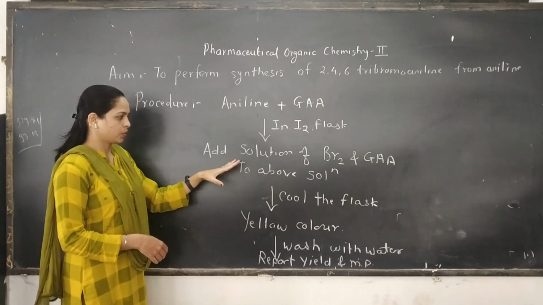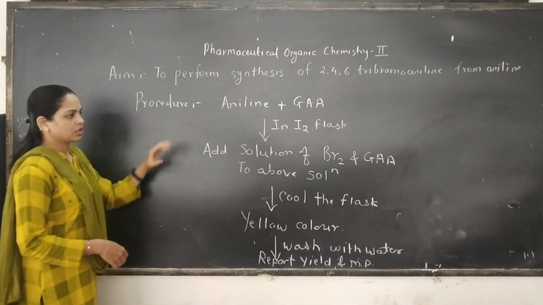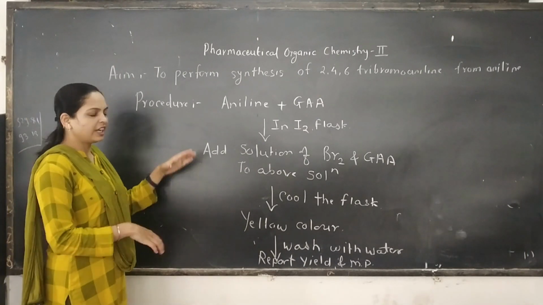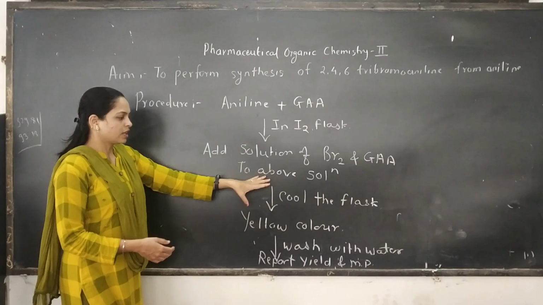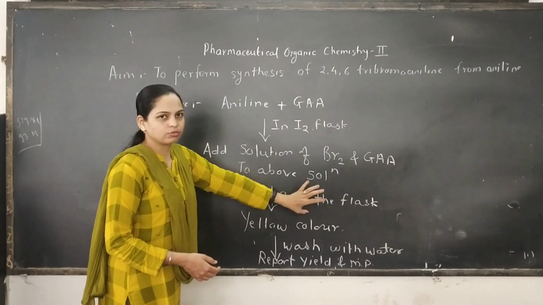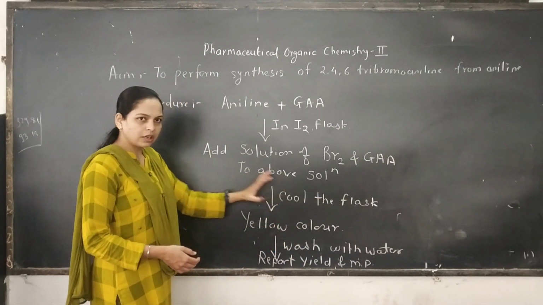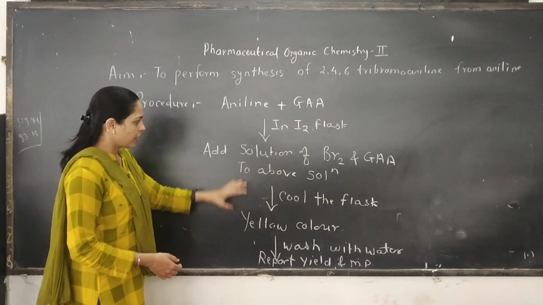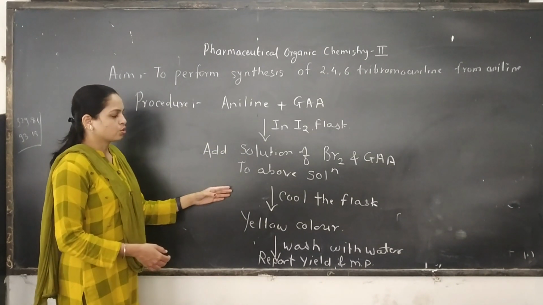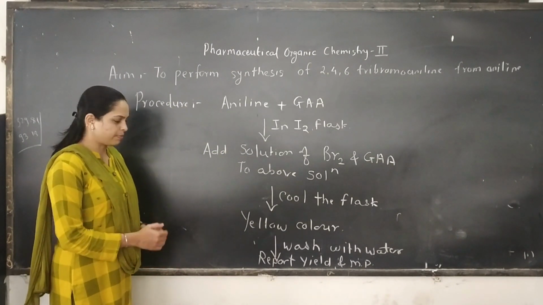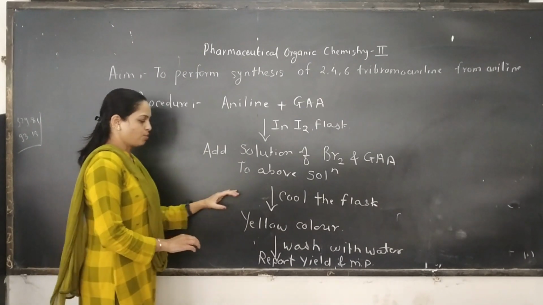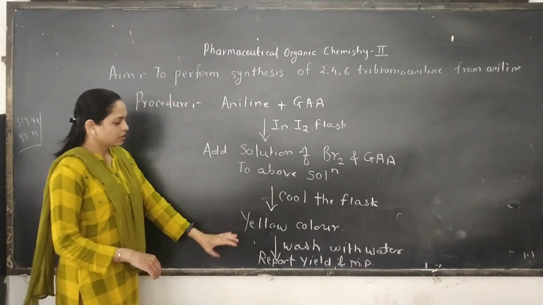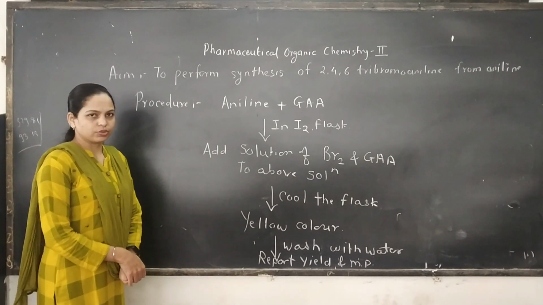This solution you have to add into the first solution, that is the aniline and glacial acetic acid, drop by drop. As this bromination reaction is exothermic, heat is evolved during the reaction. For that purpose, you have to cool the content of the flask. After cooling, you will get a yellow colored product. As we have carried out bromination, there may be chances of excess bromine present in the reaction mixture, so you have to wash the content with plenty of water. After that, report the yield and melting point of the compound.